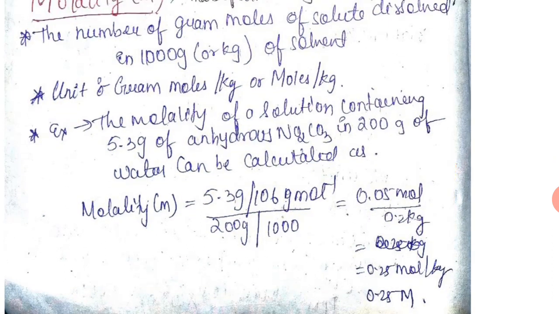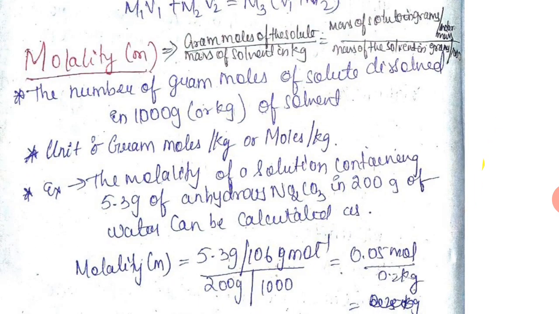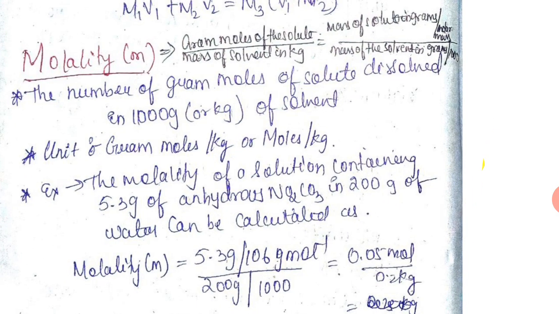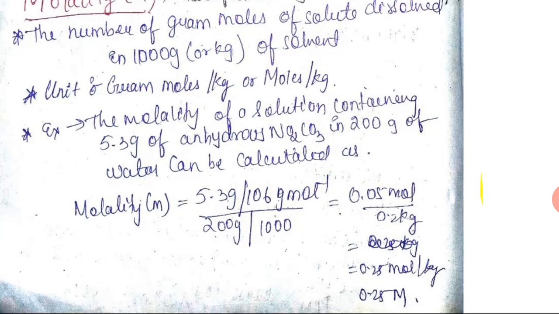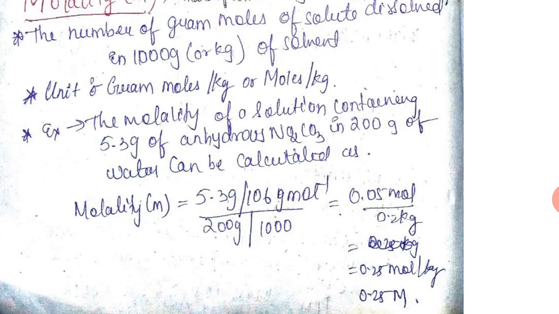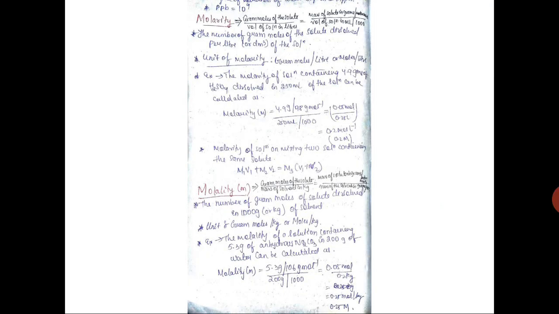Here, as per the formula, what is the mass of the solute? 5.3 gram. Divided by the molar mass. What is the molar mass of Na2CO3? That is 106 gram mole inverse. So we have 5.3 by 106, then by 200 by 1000, so in total it comes to 0.25 molality. Okay, so this is about molality.